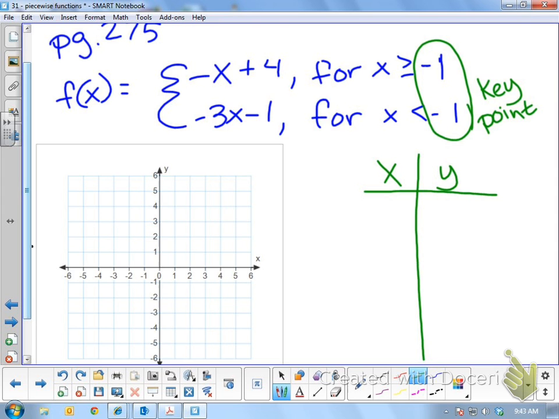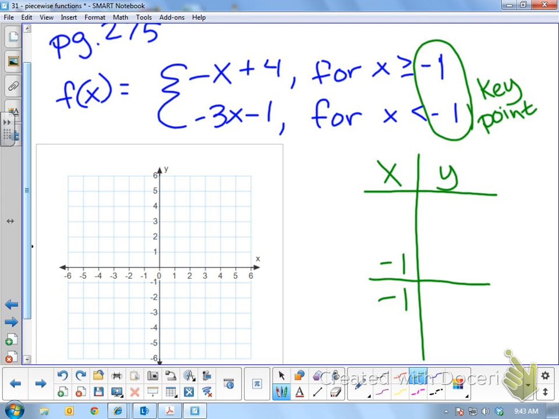So I'm going to kind of split this table in half because we have two different functions we will be working with. And then that key point, again, is kind of where we base all of our x values off of. This key point is going to be used in both functions. We need that information for both functions because we need to know where one function ends and where the other function begins.